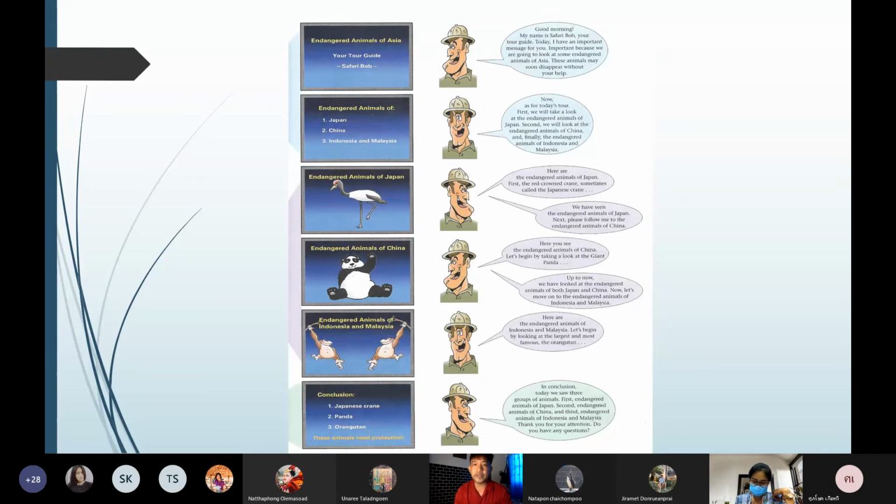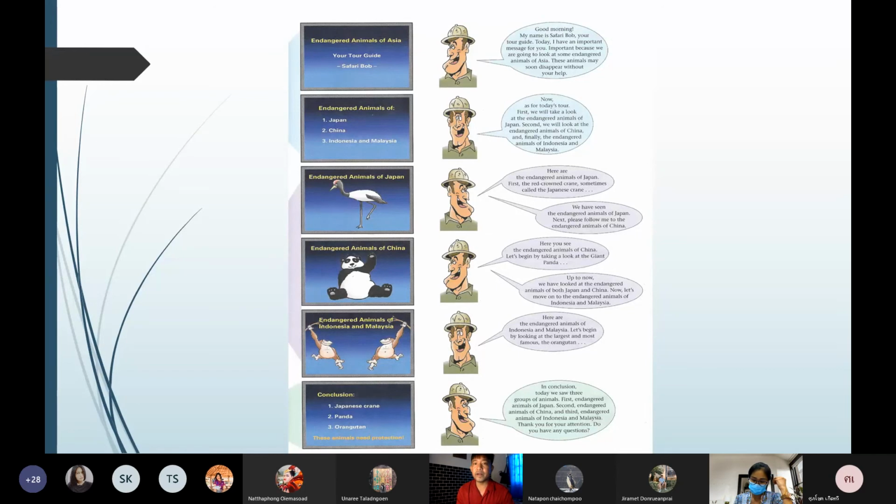Now, on today's tour, first, we will take a look at the endangered animals of Japan. Second, we will look at the endangered animals of China. And finally, the endangered animals of Indonesia and Malaysia. Body, go to the body.